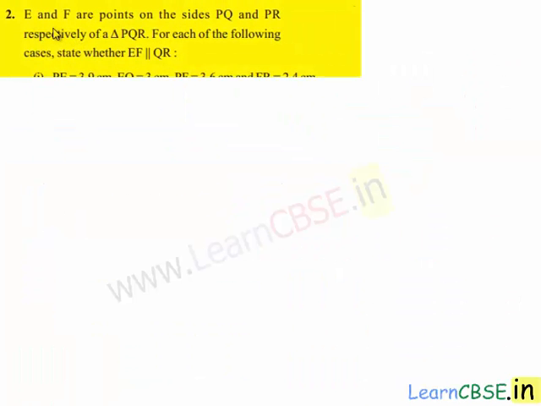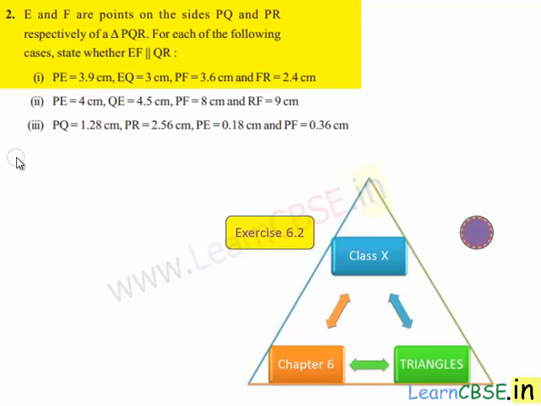Moving on to the second question. E and F are points on the side PQ and PR respectively of triangle PQR. For each of the following cases, state whether EF is parallel to QR. Now moving on to the first bit solution.